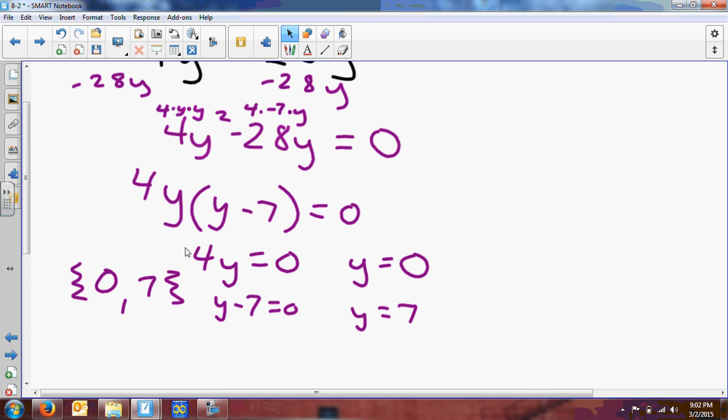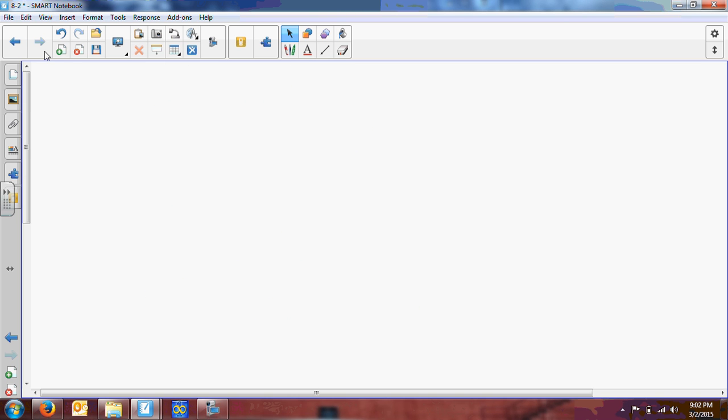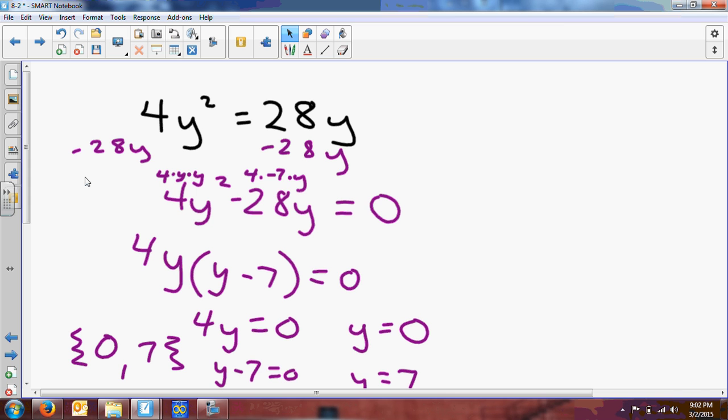So our two equations, 4y equals 0, so y equals 0. Y minus 7 equals 0, which means y has to be 7. There's our two answers. Okay. That's all of 8-2. It's virtually two different lessons kind of combined in one.